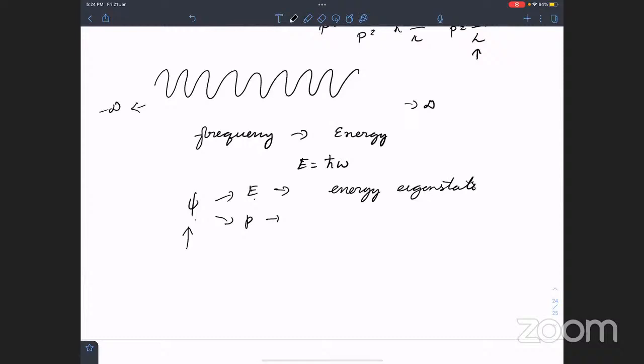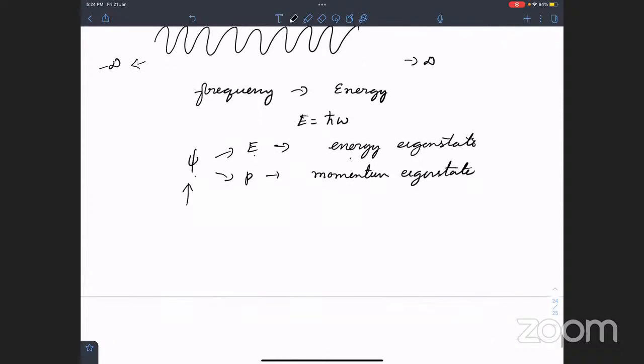It's called an energy eigenstate. Now you might have heard this term, but I hope it's clear now. Any wave function that has a definite energy, only those kind of things are called energy eigenstates. Any wave function that has a definite momentum is called a momentum eigenstate. Any wave function that has a definite position is called a position eigenstate.